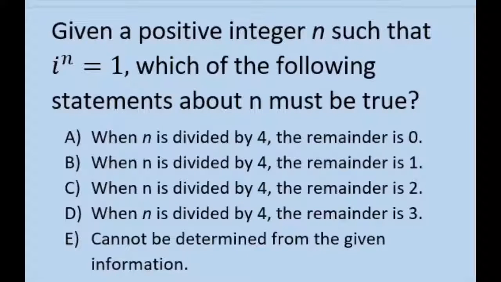Hi everyone. Given a positive integer n such that i to the n equals 1, which of the following statements about n must be true? I'm going to go ahead and give you the answer now, and then talk about what all this means. The answer is A. When n is divided by 4, the remainder is 0. So let's talk about it.